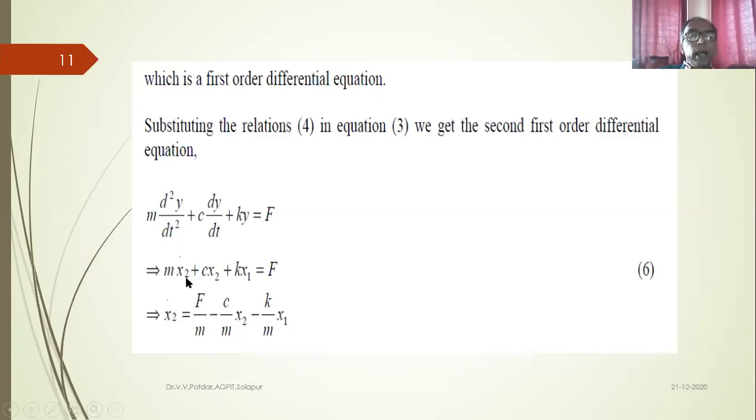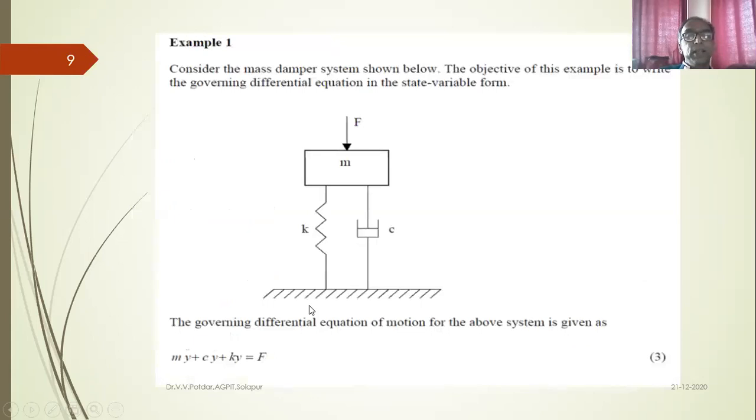Solving it for x2 dot now, I'll be taking remaining terms on the right hand side. So f minus c x2 minus k x1. So m x2 dot will be equal to f minus c x2 minus k x1, and dividing all the terms by m, what you get, x2 dot will be equal to f divided by m minus c divided by m into x2 minus k divided by m into x1. So this is how I rearrange that equation.